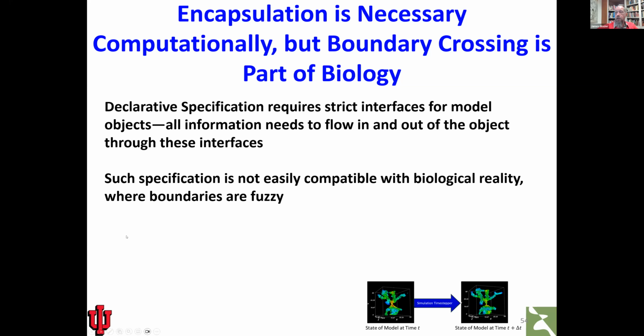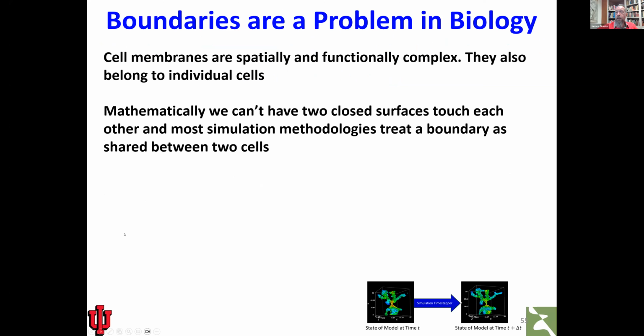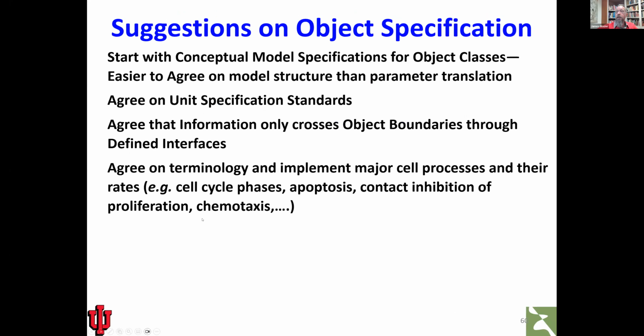Biological boundaries are something that, again, seem quite benign, but become pretty difficult to deal with. Cell membranes are pretty complicated. Most models don't deal with the fact that cells actually have membranes and membranes are objects. Mathematically, we can't have two closed surfaces touch each other. On the other hand, most simulation methodologies treat boundaries as shared between two cells. So there are actually some built-in mathematical problems with that.